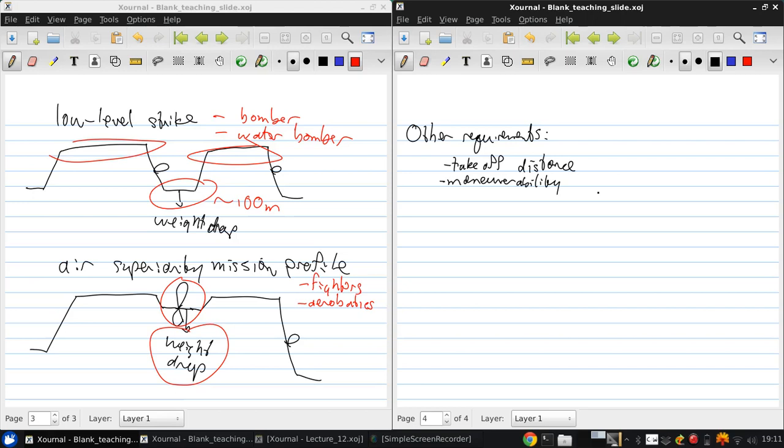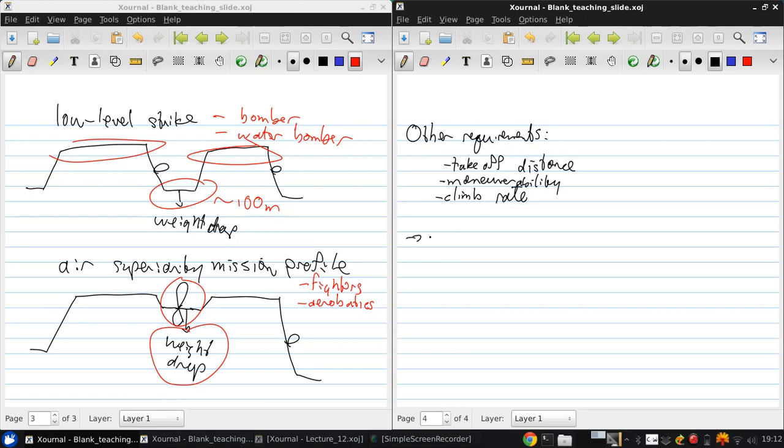This is especially important for non-commercial aircraft, but some maneuverability considerations are important for commercial aircraft as well, especially at low altitude. And this one can be important for commercial aircraft, which is climb rate. Now, these other requirements will be ignored in this current first pass analysis, but we'll discuss these sorts of things later on.